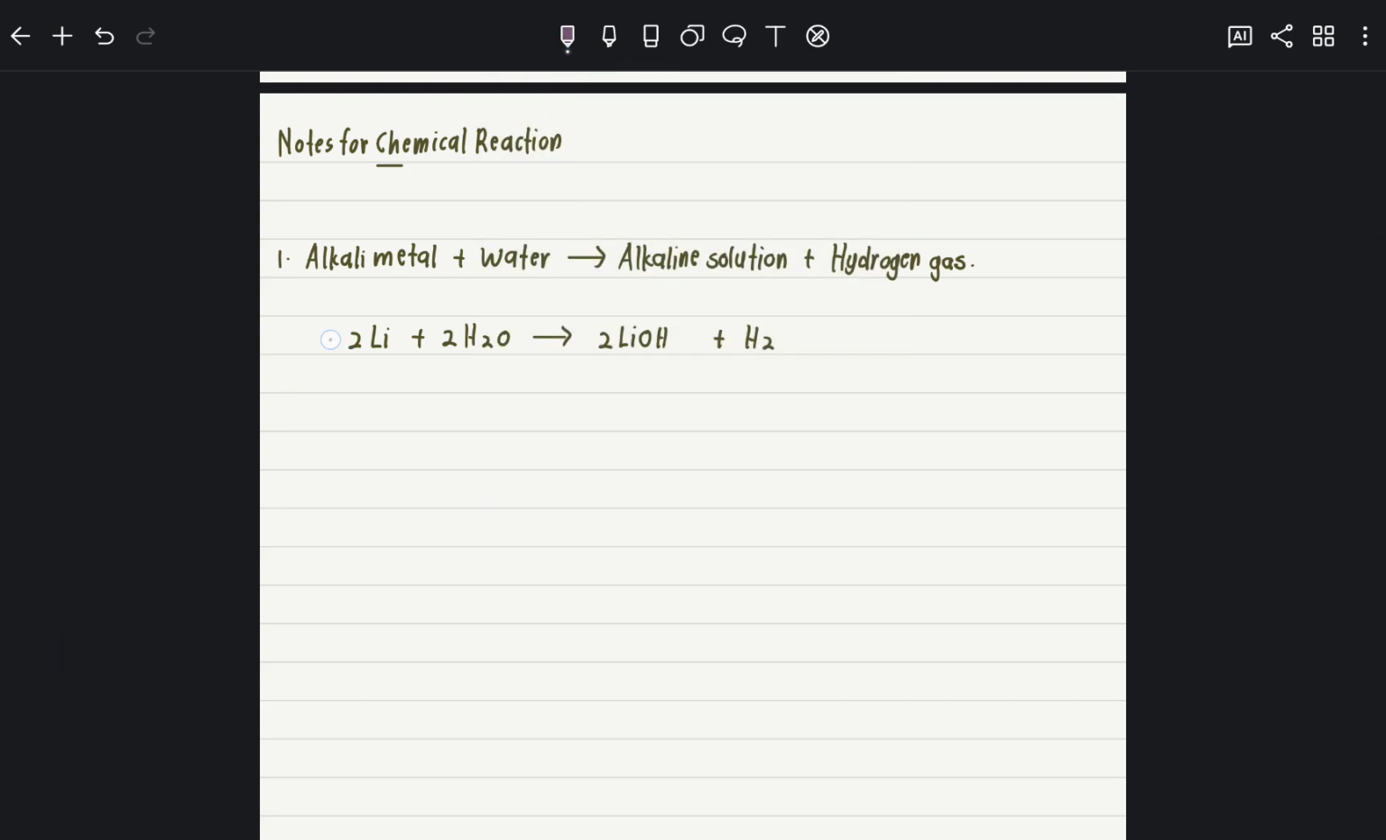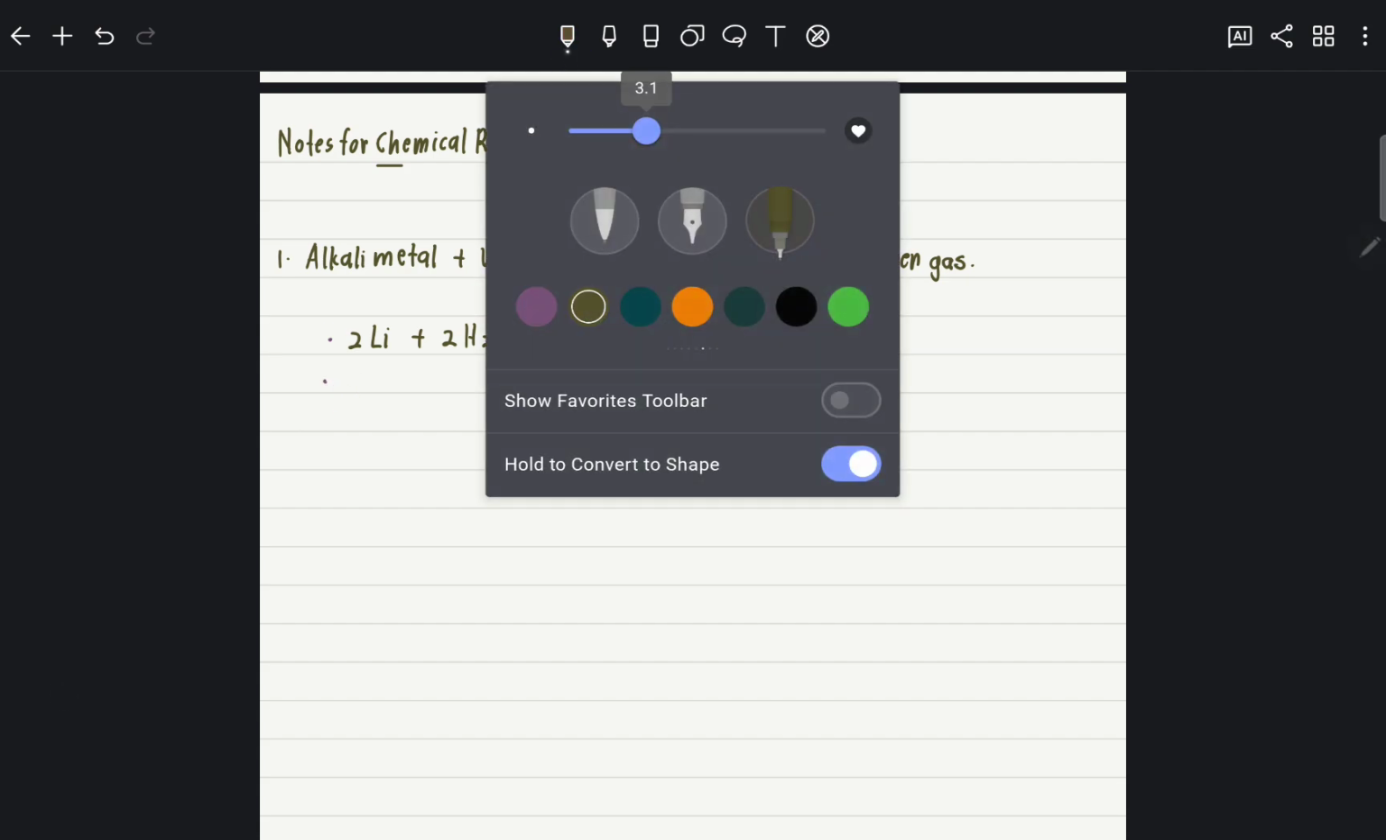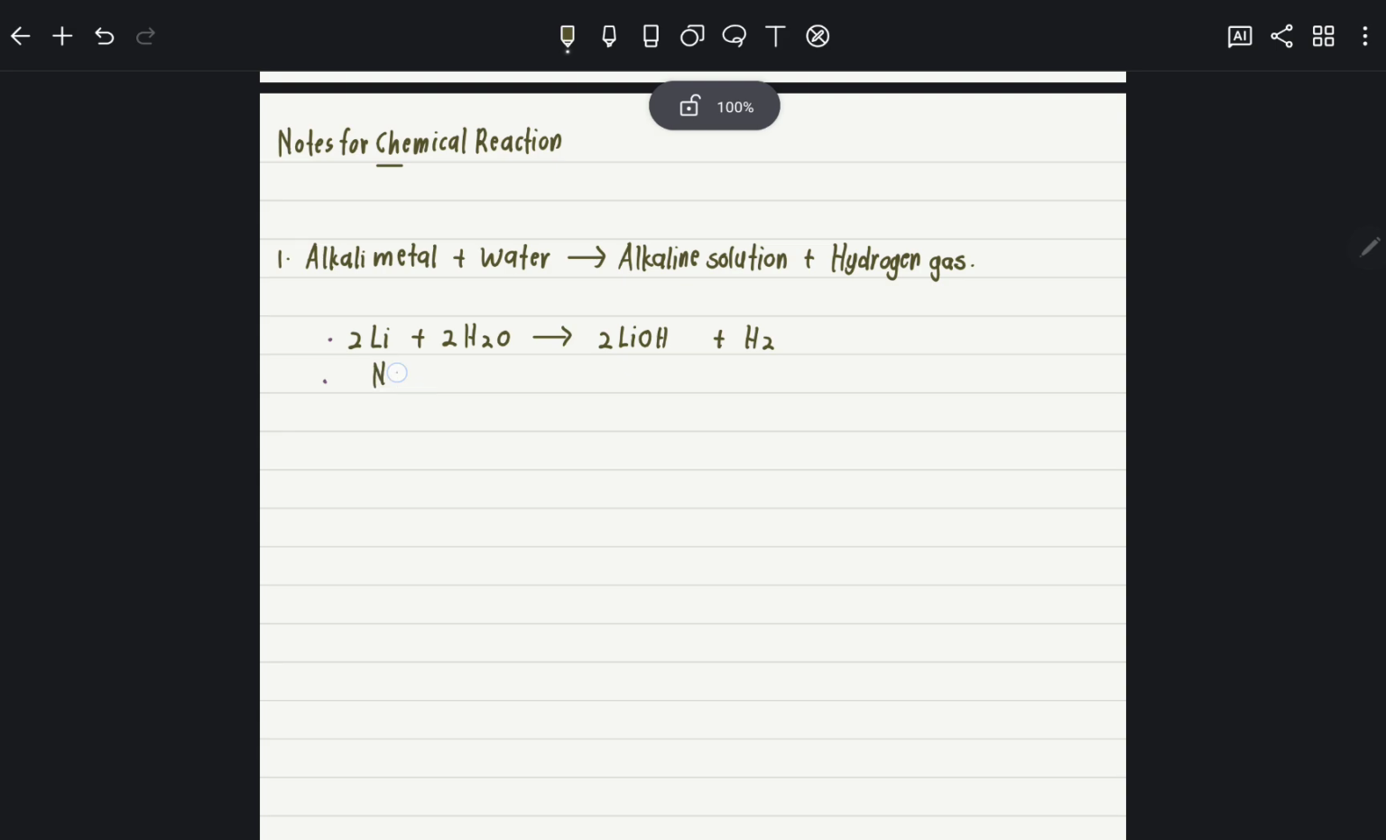Let's say I do the same thing for sodium. So I have sodium Na plus H2O, producing the alkaline solution NaOH, and hydrogen gas. You take the metal and add OH to get the alkaline solution. Here hydrogen is 3, here it is 2. So balance in the same way. Put 2, put 2 here, and 2 here. So this is for sodium.